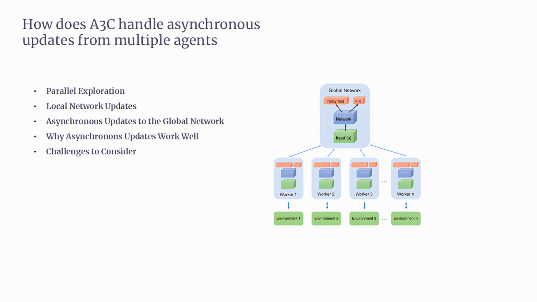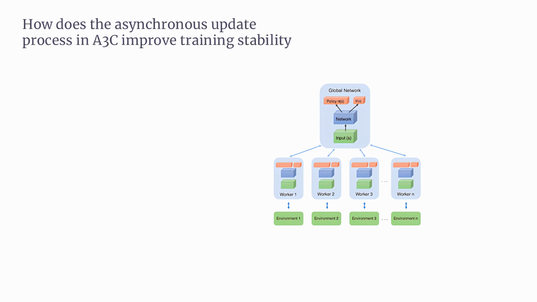In summary, by balancing these benefits and challenges, A3C makes reinforcement learning faster, more scalable, and more effective in complex environments. A3C's asynchronous update process helps make training more stable by using multiple agents that update at different times, leading to better exploration and less correlation between updates. Let's go through the key reasons why this works so well. The first, breaking correlations between updates.